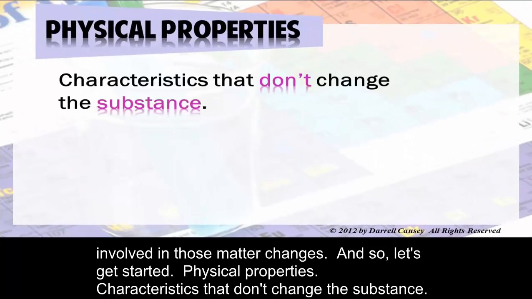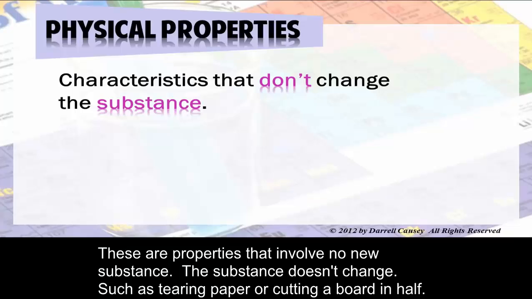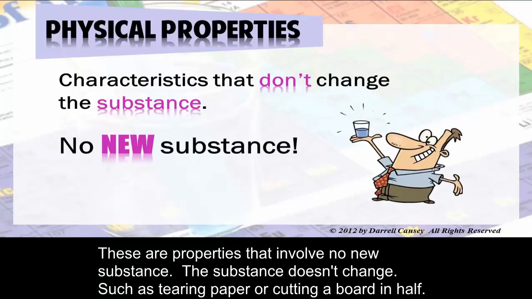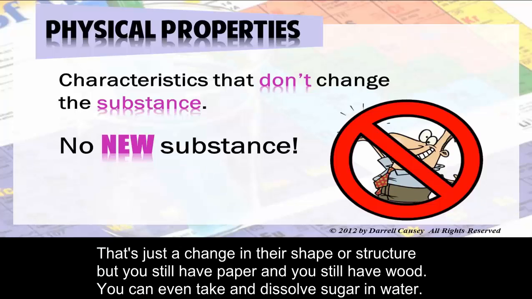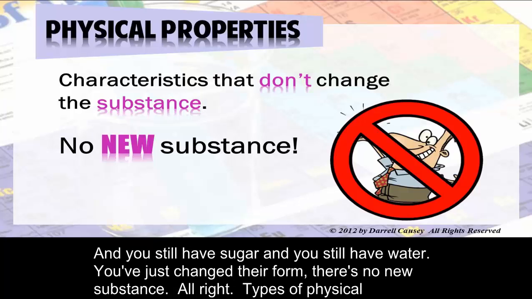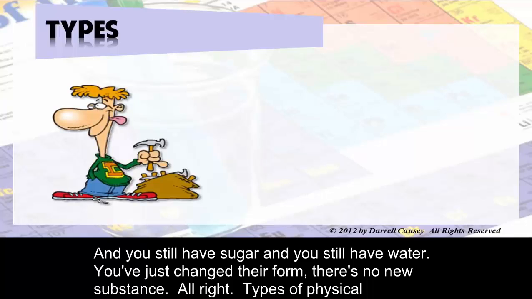Physical properties, characteristics that don't change the substance. These are properties that involve no new substance. The substance doesn't change, such as tearing paper or cutting a board in half. That's just a change in their shape or structure, but you still have paper and you still have wood. You can even take and dissolve sugar in water, and you still have sugar and you still have water. You've just changed their form. There's no new substance. All right.